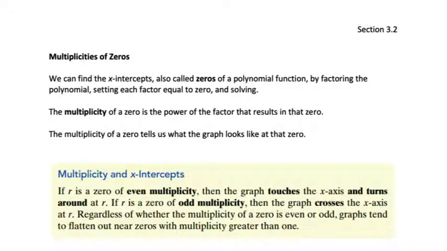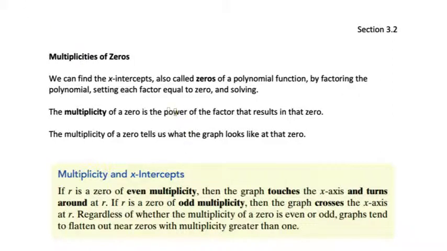In this video for section 3.2, we're going to introduce a new concept called the multiplicity of a zero. In sections 1.5 and 1.6, we talked about how to solve a polynomial function by factoring, setting each factor equal to 0, and solving. This gives us the x-intercepts, which are also called the zeros on the graph. The multiplicity of a zero is the power of the factor that results in that zero.